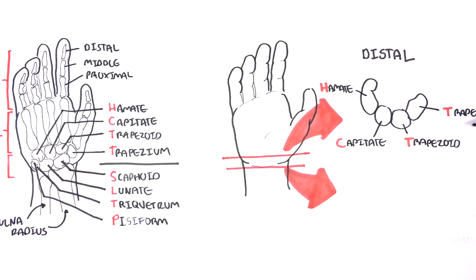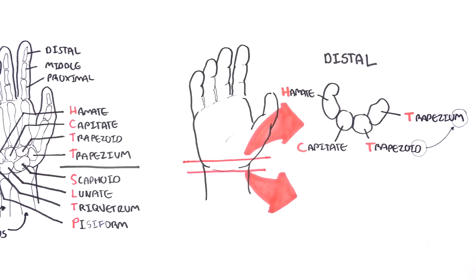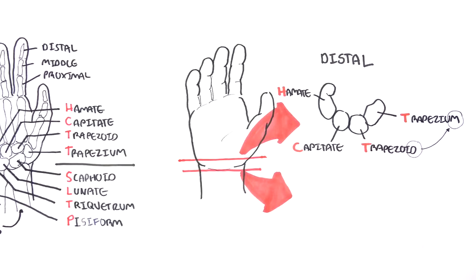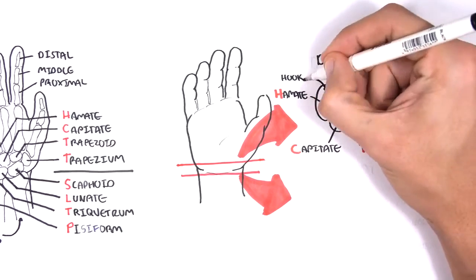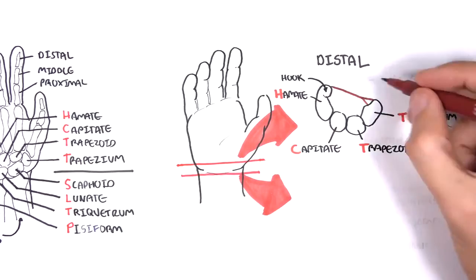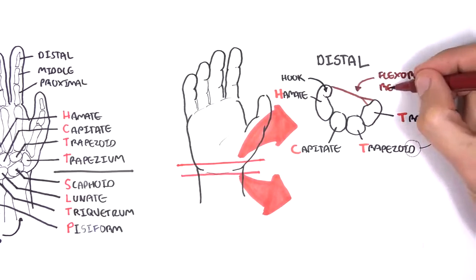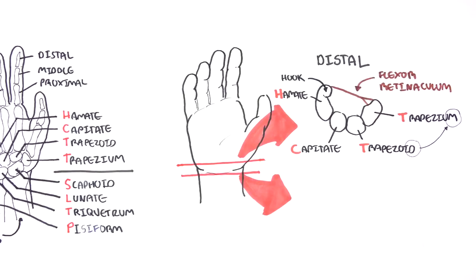Trapezoid and trapezium might be confusing because they sound similar, but to remember which one comes first, think of the last letter of each word. So the D is before the M, and so trapezoid is first, and then it's trapezium, which is closest to the thumb. The hamate has a hook, and traveling across the hamate and the trapezium is the flexor retinaculum. The flexor retinaculum is a very important structure to remember.